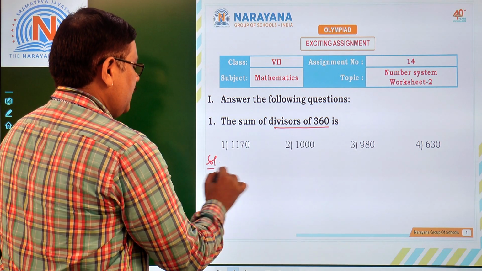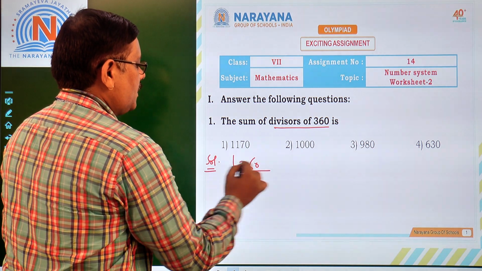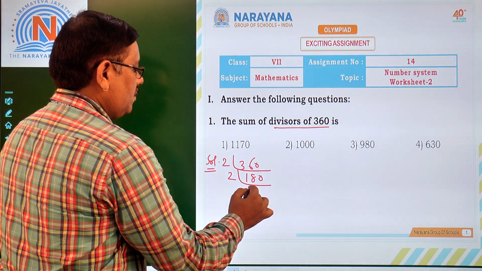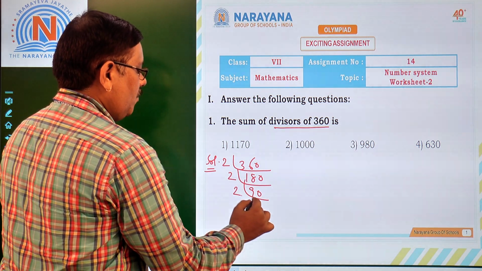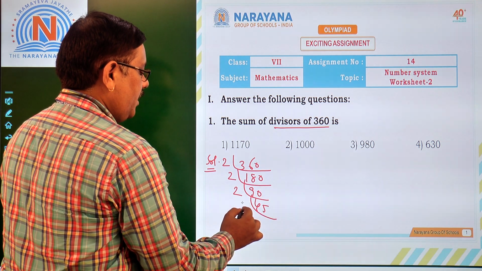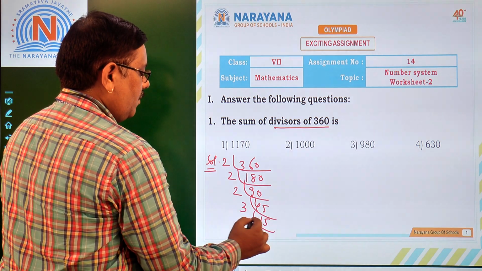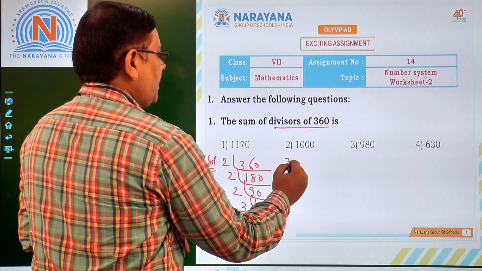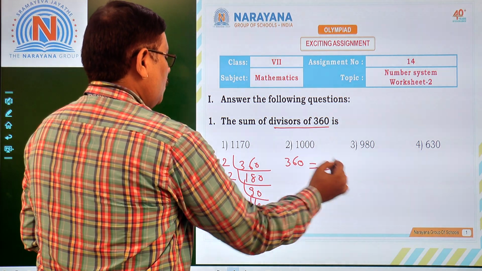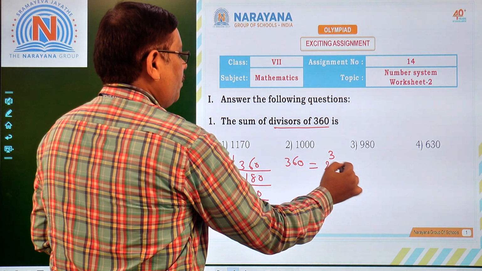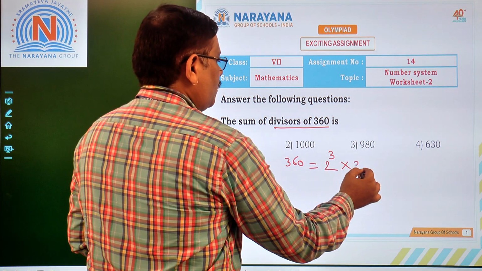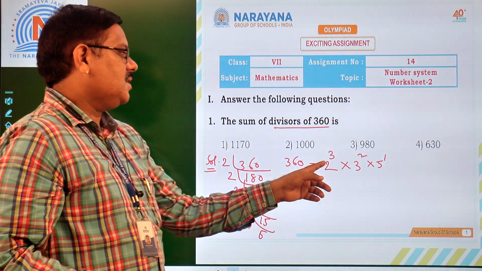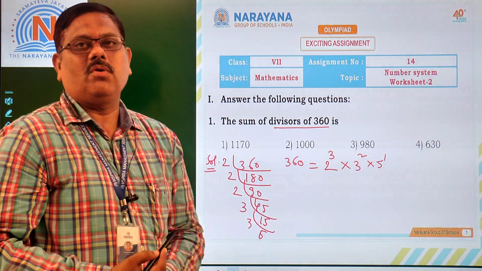First, 360. Let us divide with 2, that is 180, 2 times 180 is 360. Again 2, 90, 2 90s are 180. Again 2, 45. Now it is 3, 3 15s are 45. Now 3, 3 5s are 15. So 360 we can write as 2 cube into 3 square into 5 to the power of 1.